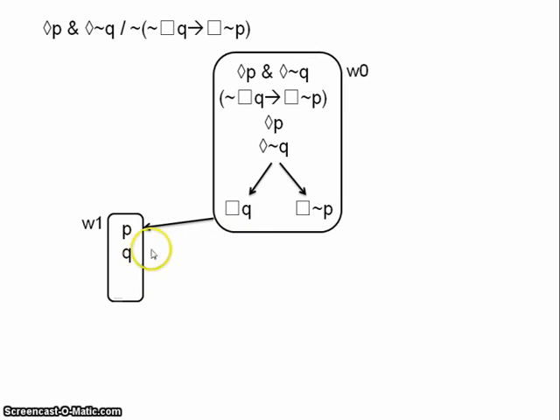Now at this point you might think, okay, well look, we've got necessarily not P in W0. W0 accesses W1, so we can put not P in W1 like that. No, no, no. That's a big mistake. Do not do this.